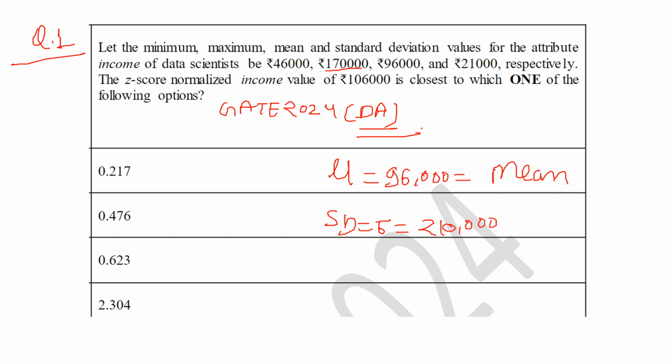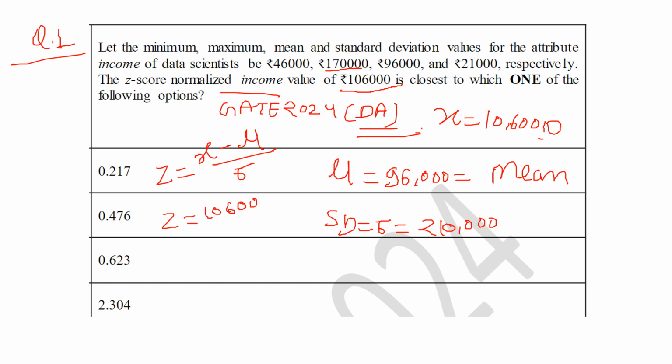If you study normal distribution, you should know basic relationship z equal to x minus mean divided by standard deviation. So in this question, we have to find the z score, normalized income value. So here x is 1,06,000. Now we'll put this value. Mean is 96,000 and standard deviation is 21,000. So after solving, we will get 0.476.